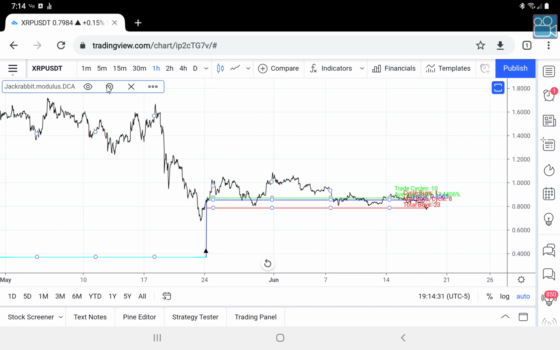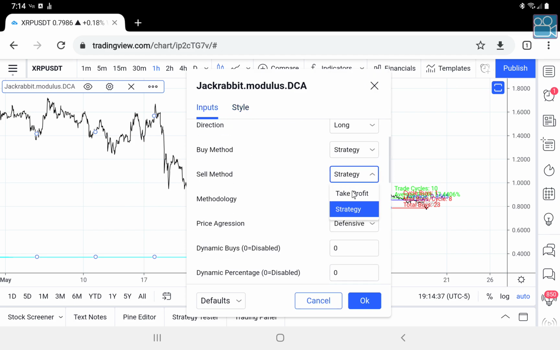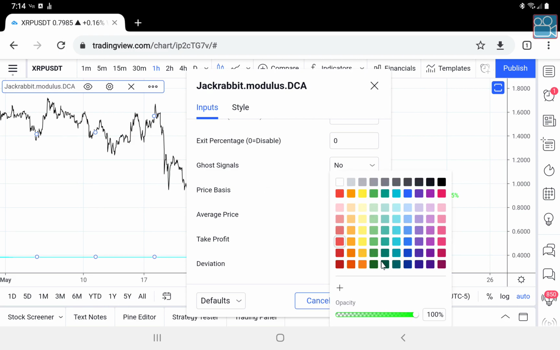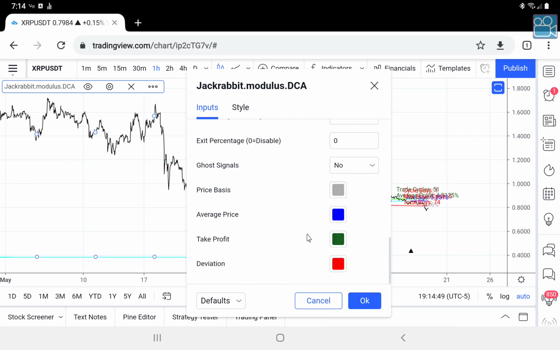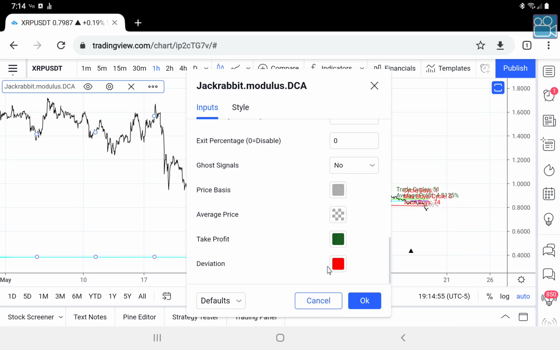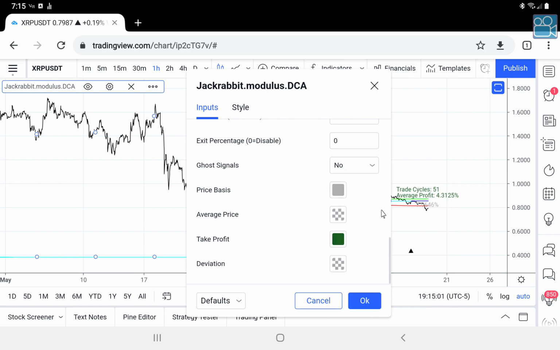Now, if you wanted to go strictly by take profit versus strategy, let's darken this. For now, let's turn this off. And for now, let's turn this off. 51 trades at 4%. That's still pretty good. So, you can balance out long-term or semi-short term.